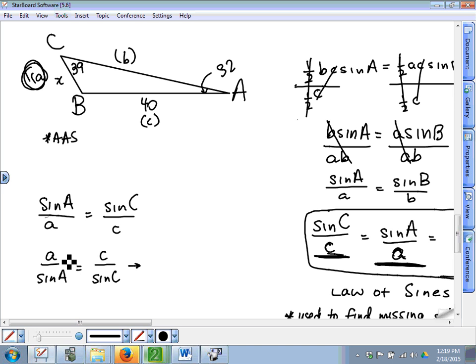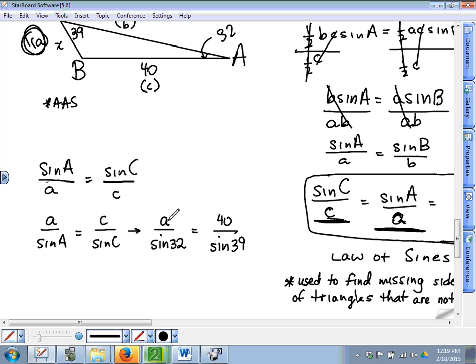Now fill in what you know. We don't know little a, so just leave that as little a, but we know everything else. Angle A was 32 degrees. Side C was 40. And angle C is 39. So all we're doing is filling in the information that we've been given. We're not having to come up with anything on our own yet. All we really had to come up with is which parts of the law of sines were we using, and that was not a very hard choice.